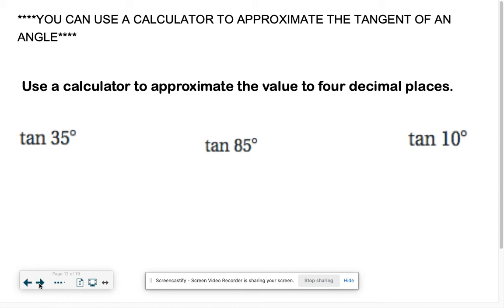So we can use our calculator to approximate the tangent of an angle. Just use your calculator to approximate what this would be to 4 decimal places. So this is what you're going to do. You're going to hit tangent, and then the number. 0.563. If you don't get this when you type this one in, wave me over to your calculator, probably in a different mode. Tangent of 35. Yep, that's it. Then do the other ones. If you're not getting the same answer on that first one, wave me over. Your calculator might be in a different mode.